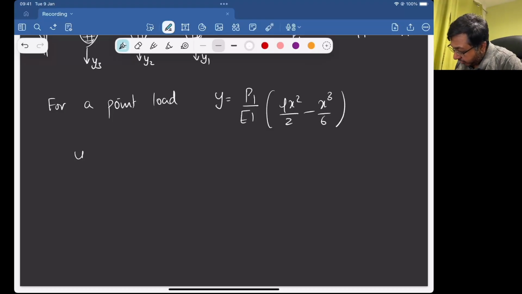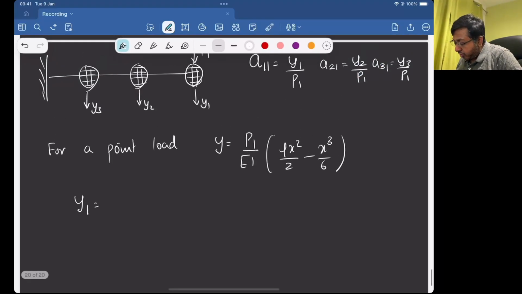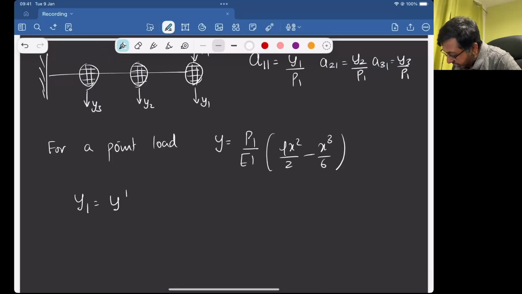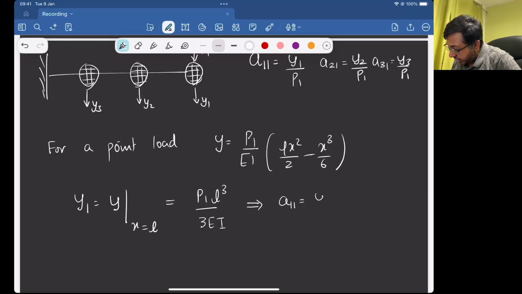So that means our Y1 is equal to Y at x equal to L. I'm not going to do all the math here. I'll let you substitute and try it out. I get P1 L cubed over 3 EI. That means my flexibility coefficient A11 is nothing but Y1 over P1, that is L cubed over 3 EI.